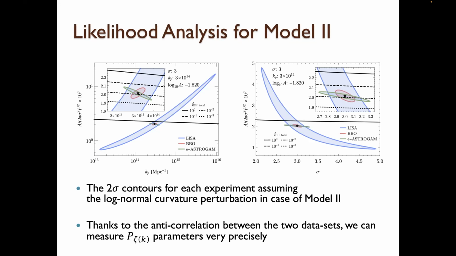And a more important thing is e-ASTROGAM and BBO are anti-correlated, especially in terms of KP and A parameter. Which means BBO has degeneracy for larger KP and larger A, but e-ASTROGAM has degeneracy for smaller KP and larger A. So once we see both signals, both gamma ray signals and gravitational wave signals, we can measure the curvature perturbation parameters very precisely. So this is another good thing of correlating the 2 observations.